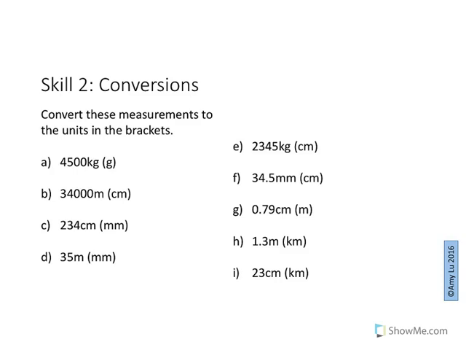So let's do these conversions. If you know what to do, pause. If you're not sure what to do, go ahead and just watch for a moment. So I want to convert these measurements to the units in the brackets. So 4,500 kilograms to grams. Since I'm going from kilograms to grams, I know that I'm going from a bigger unit to a smaller unit, which means I need to multiply.